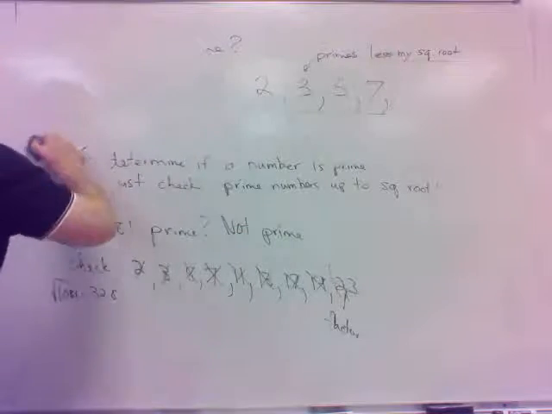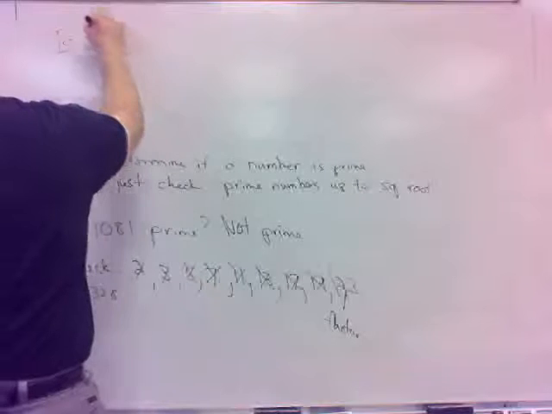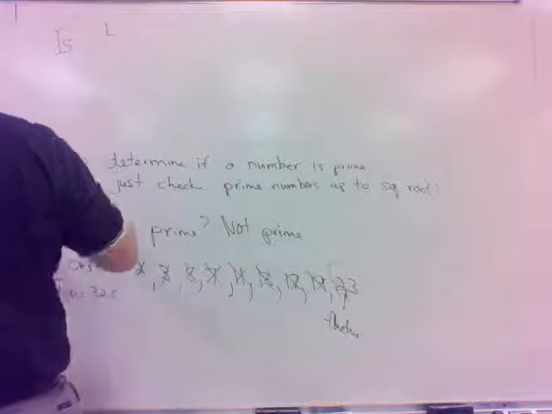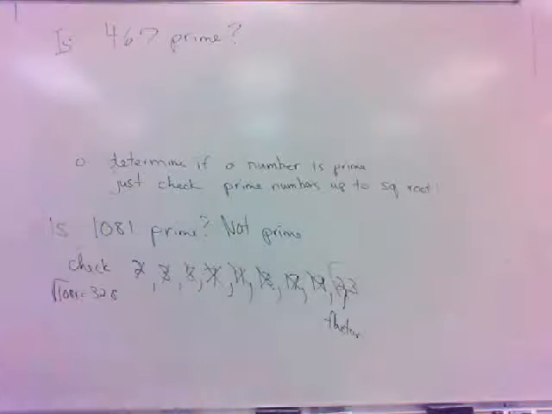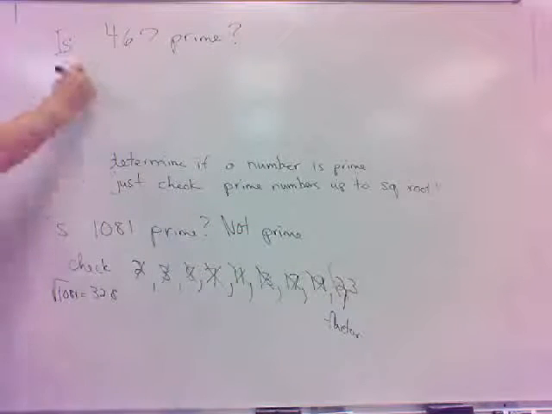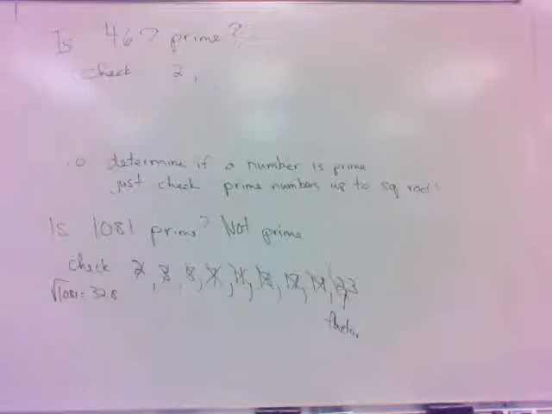Now, let's do this one. Is 467 prime? Same deal. Let's check our primes, but in this case we only have to go to what? Square root of 467? Which I get to be 21.6.